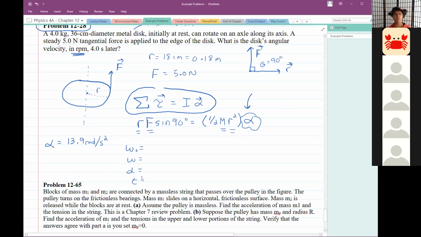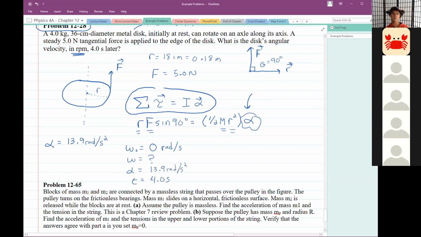I could let theta naught be 0 and figure out how many revolutions it went through or how many radians it rotated through, but we just want to know how fast it is going. So it started off at rest, so my initial angular velocity is 0 radians per second. I want to know how fast it is moving after 4 seconds if the angular acceleration is 13.9 radians per second squared.